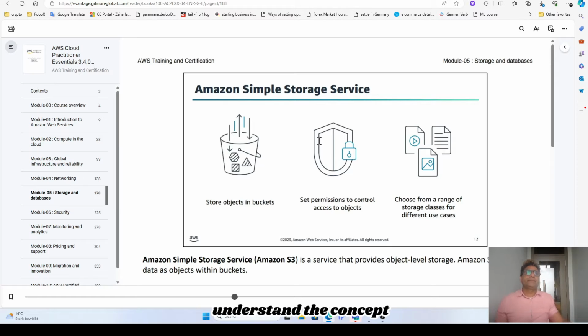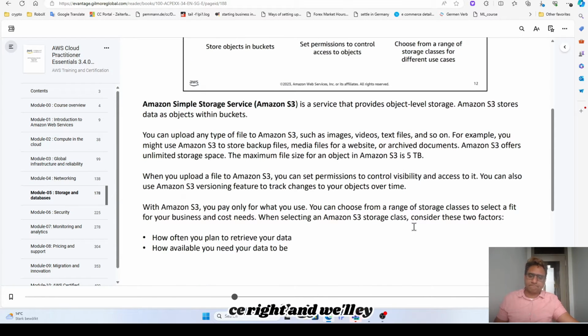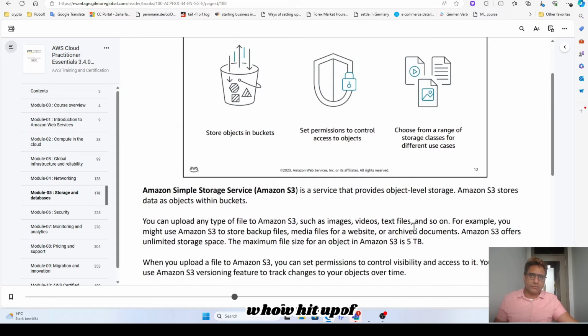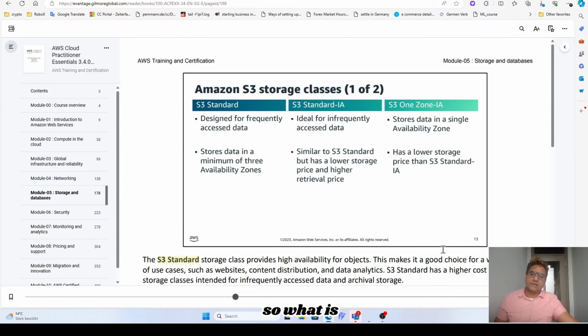Fine. So there could be different needs for that, right? And we'll explore how AWS policies cater to this.